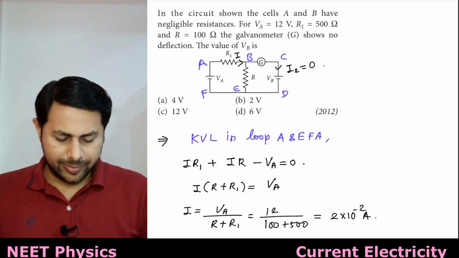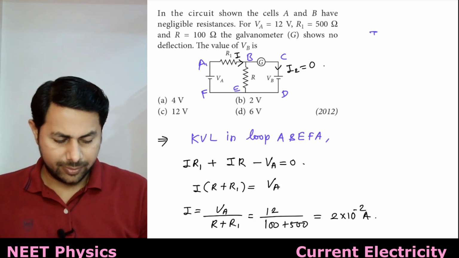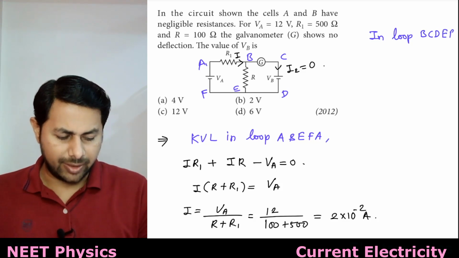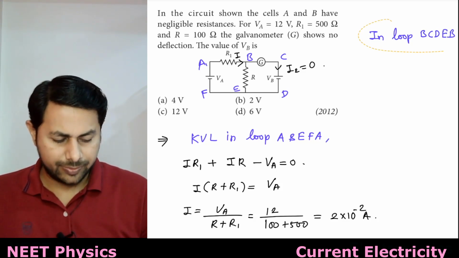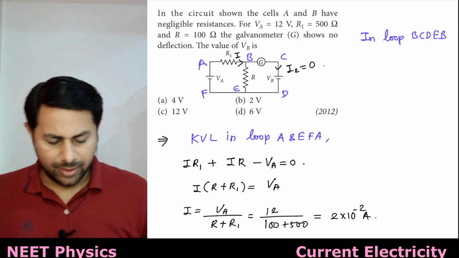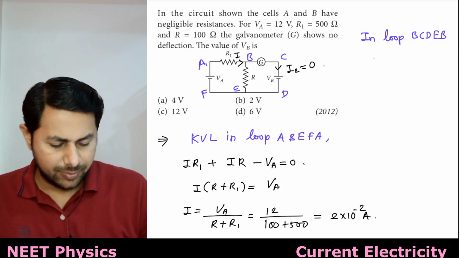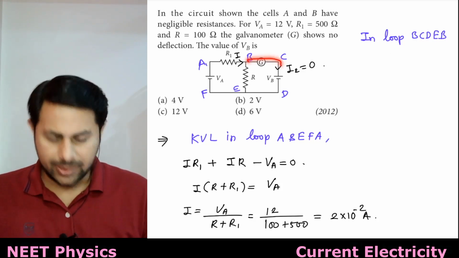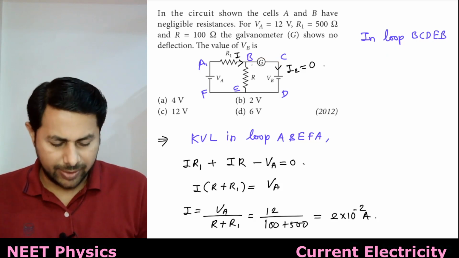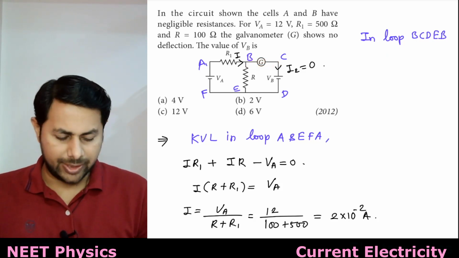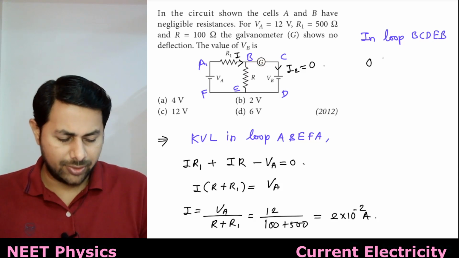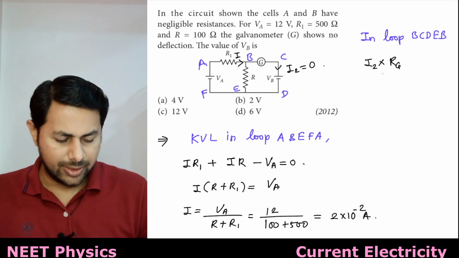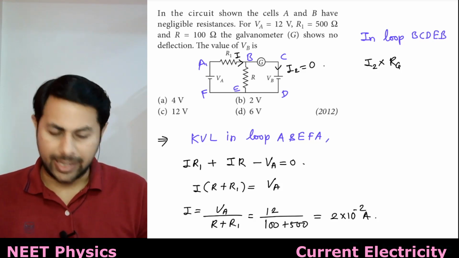So in the second loop, B, C, D, E, B, in this loop, what can you say using KVL? Using KVL, you can say B to C there is nothing, current is 0, that's why the potential difference in this galvanometer is equal to 0. So you can say I2 times resistance of galvanometer, whatever it is, and this thing is 0, because I2 is 0.